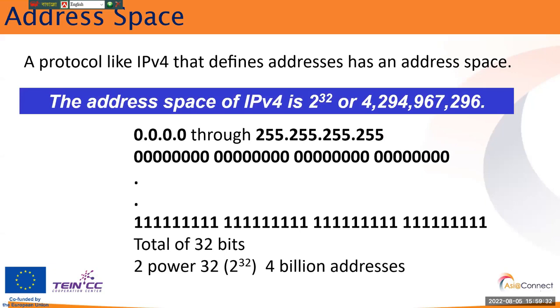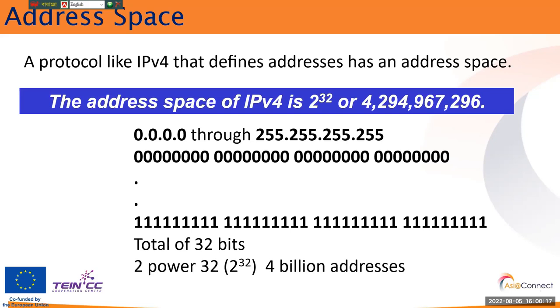The next issue is related to the IPv4 address space. What do you mean by address space? A protocol like IPv4 that defines addresses has an address space, which is the total number of addresses used by the protocol. If a protocol uses B bits to define an address, the address space is 2 to the power B, because a bit can have two different values, 0 and 1, since we are using binary notation.